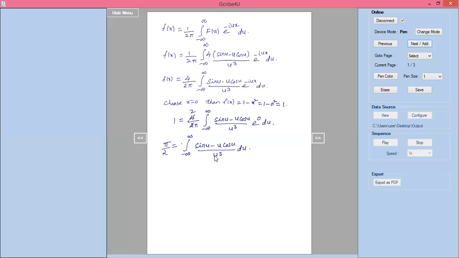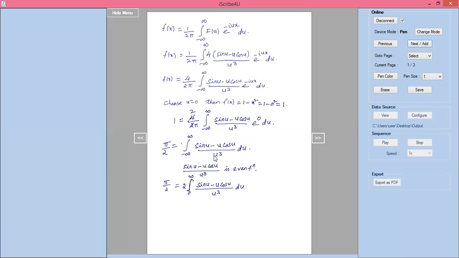You can check by replacing u by minus u. It comes in the same form, so (sin u minus u cos u) divided by u cube is an even function. Once it comes in the same form, I can write pi by 2 equal to 2 times the integration from 0 to infinity of (sin u minus u cos u) divided by u cube into du.